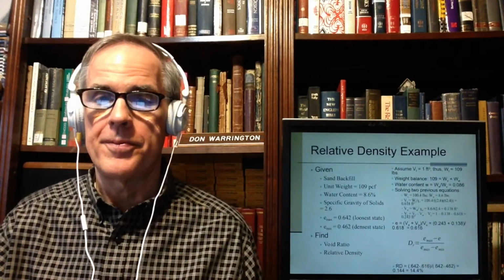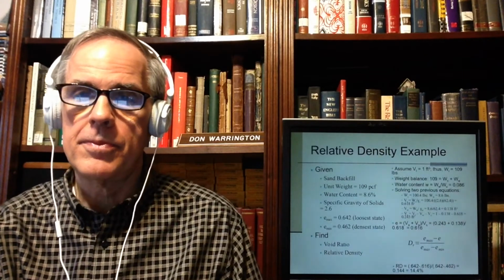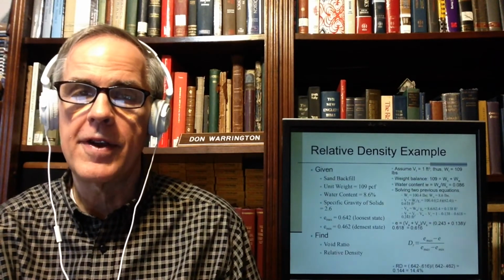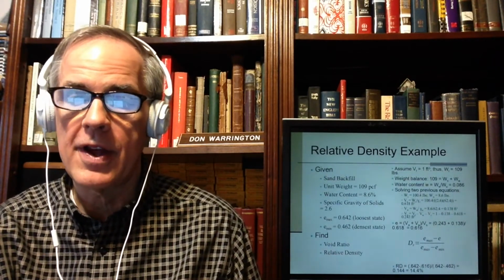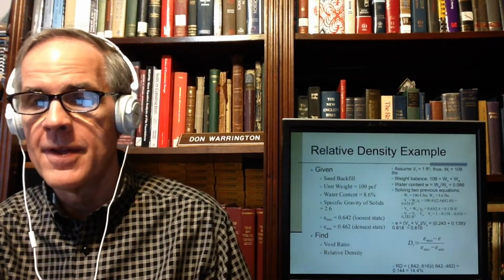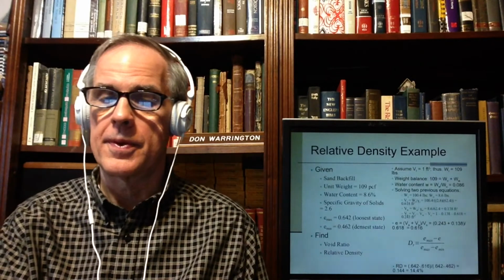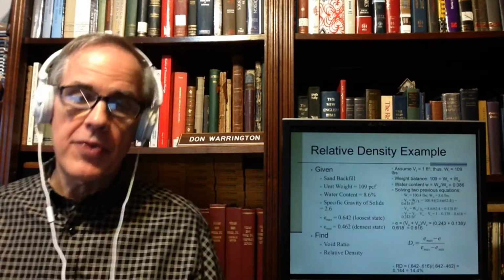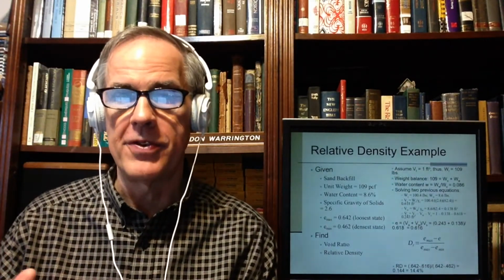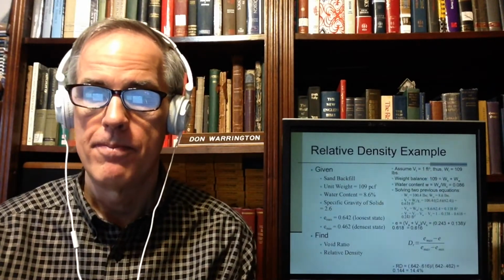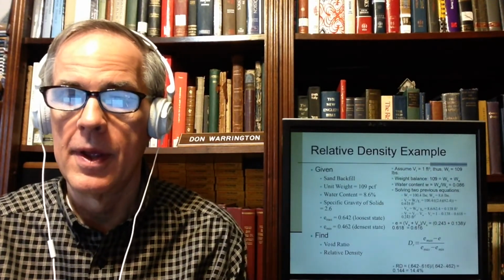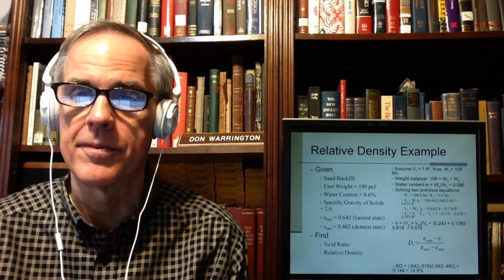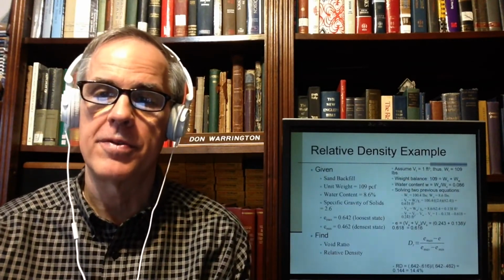So let's give an example. Sand backfill, unit weight of 109 PCF, water content of 8.6%, specific gravity of solids is 2.6. Find the void ratio and the relative density. If we had a formulation based upon dry unit weight, we could find dry unit weight. First of all, we're going to assume VT is equal to 1 cubic foot. Thus, WT is 109 pounds.